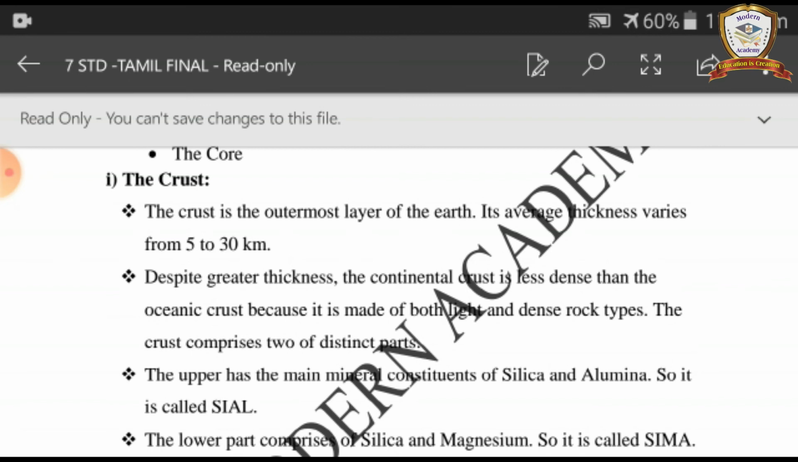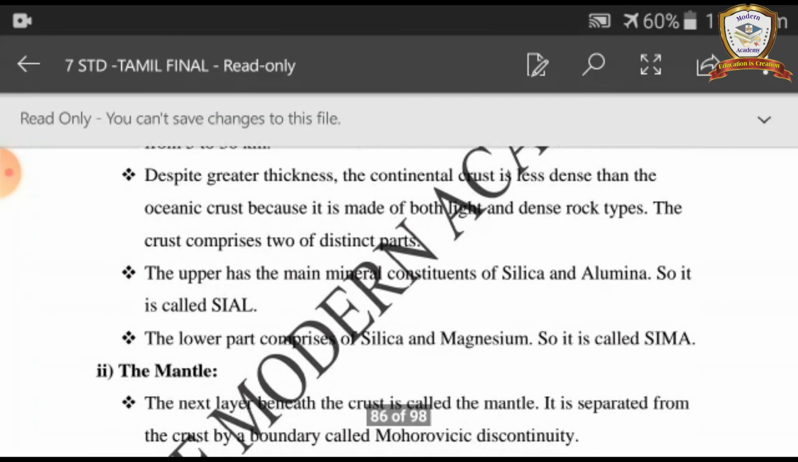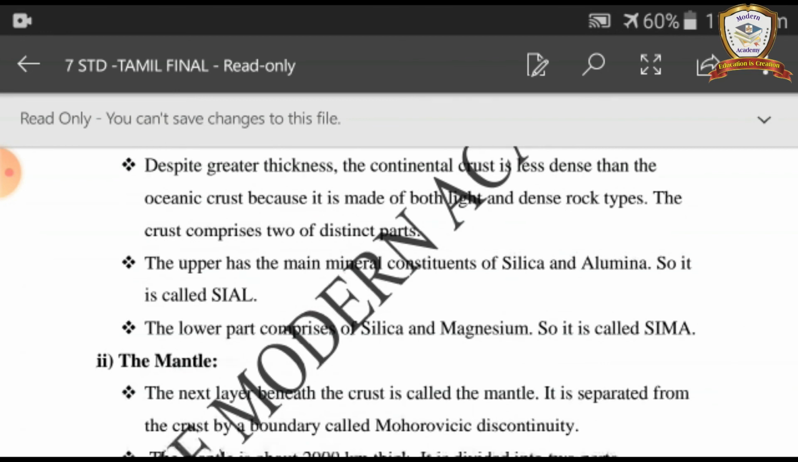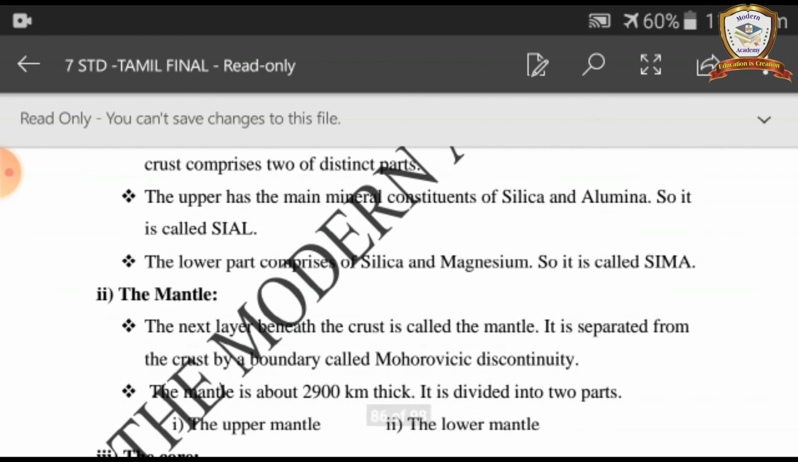Despite greater thickness, the continental crust is less dense than the oceanic crust because it is made of both light and dense rock types. The crust comprises two distinct parts. The upper part has the main mineral constituents of silica and alumina, so it is called Sial. The lower part comprises silica and magnesium, so it is called Sima.